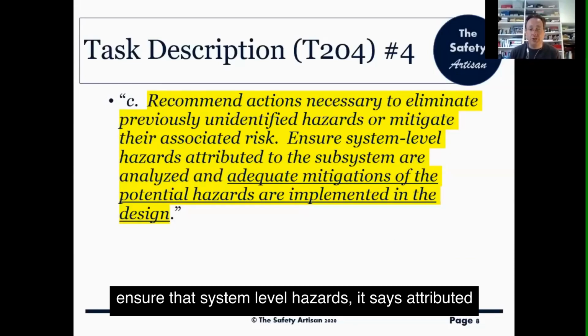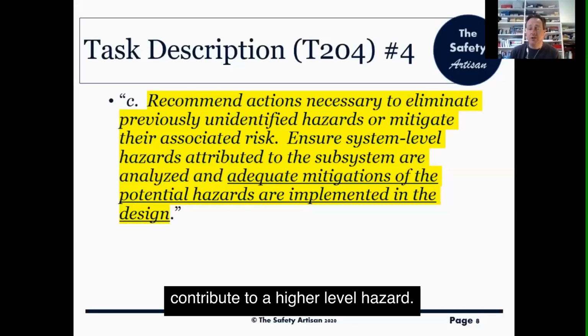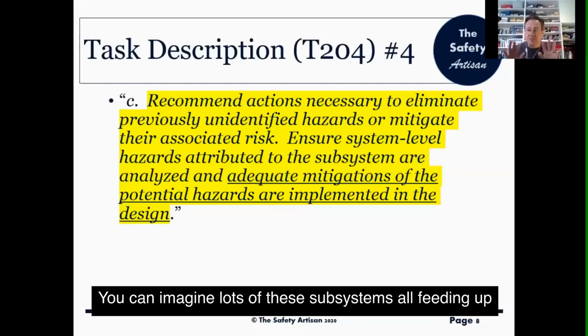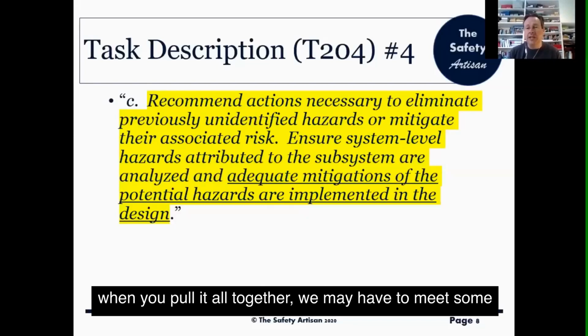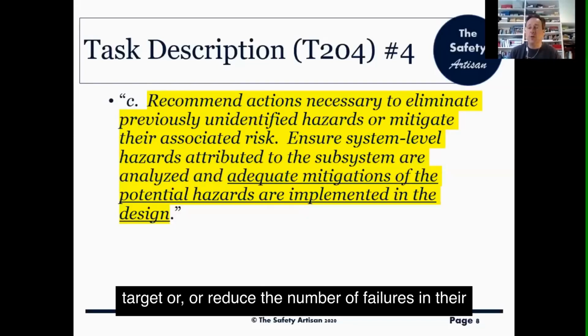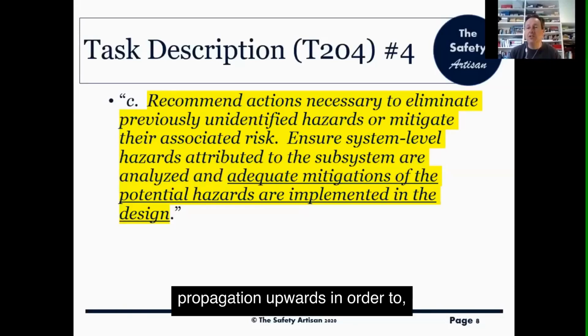And we've got to ensure that system level hazards, it says attributed. Maybe we believe when we did the earlier analysis that the subsystem could contribute to a higher level hazard. You can imagine lots of these subsystems all feeding up a certain failure rate and different failure modes. And overall, when you pull it all together, we may have to meet some target or reduce the number of failures and their propagation upwards in order to manage hazards and risks.